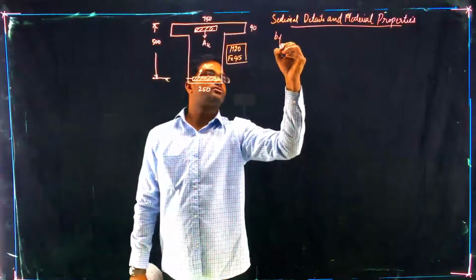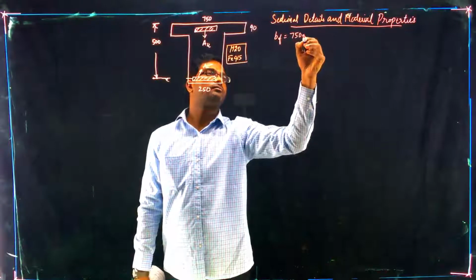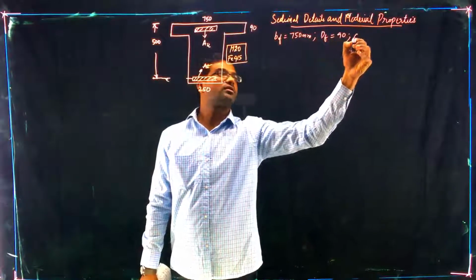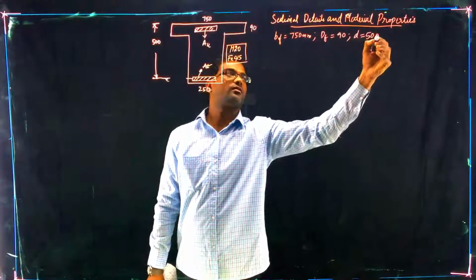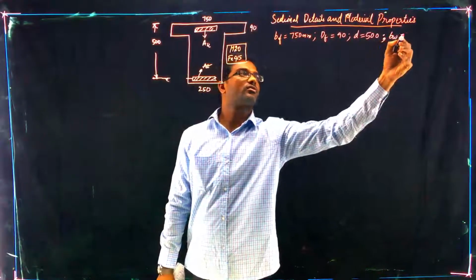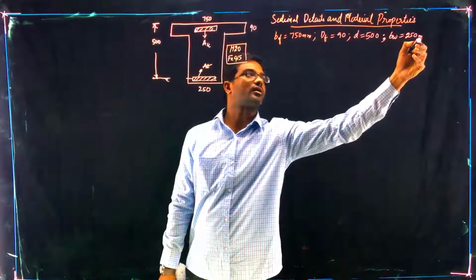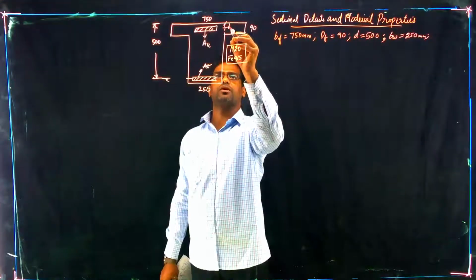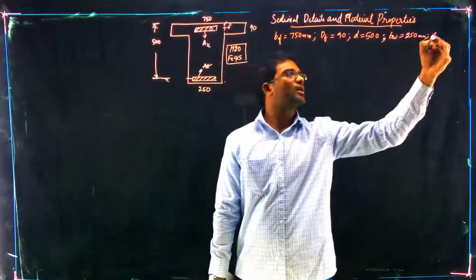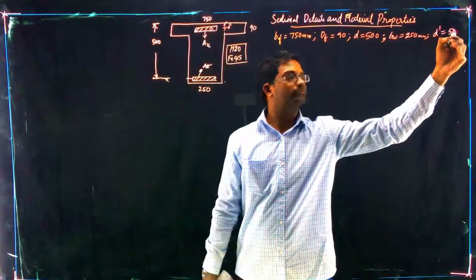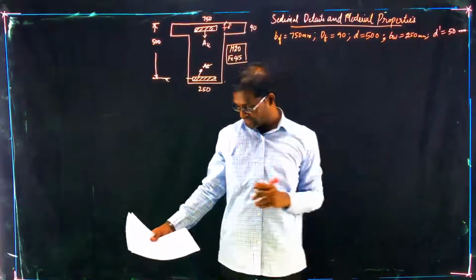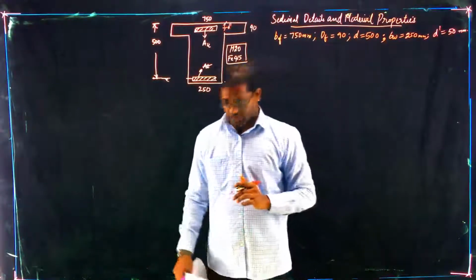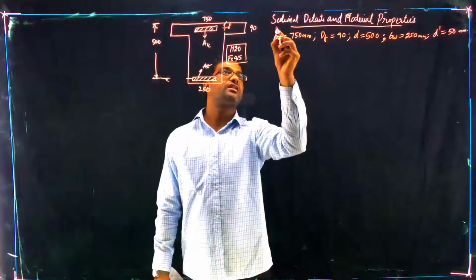So BF equals 750 mm, DF equals 90 mm, small d equals 500 mm, BW equals 250 mm. And because D dash is not given to you, D dash is the top cover, so we can assume it as 50 mm. If it is not given, you can assume. Now let us go to the design calculations.